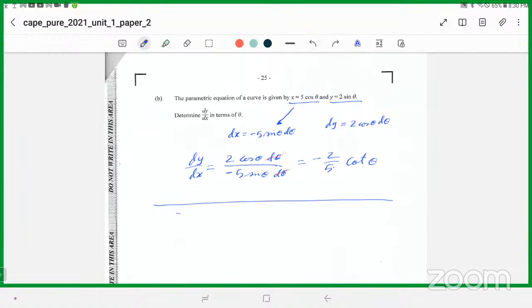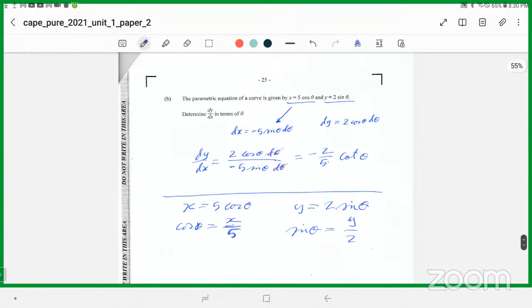So if you have x equals 5 cos theta, you have to make cos theta the subject and write cos theta equals x over 5. Divide the 5 under here. And if they have the second one, which is y equals 2 sine theta, again, you make sine theta the subject, divide 2 under here. And so sine theta would be y over 2.